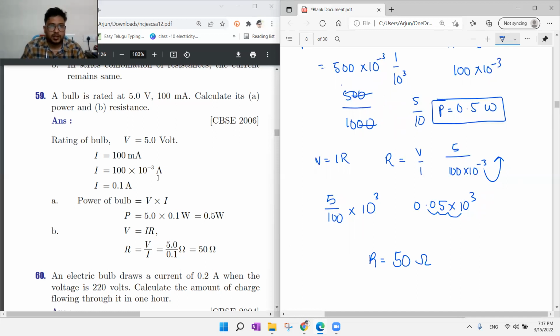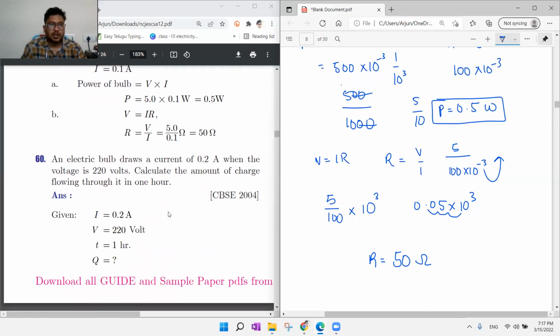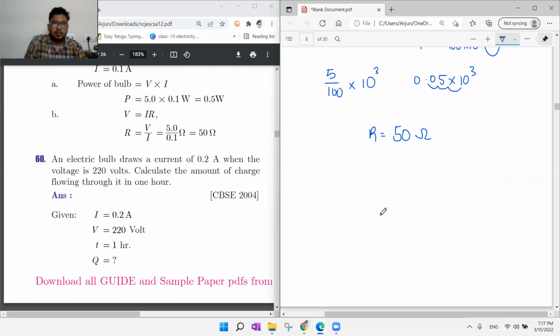Next, 60. An electric bulb draws a current of 0.2 amp. So I is equal to 0.2 ampere, when the voltage is 220 volt. V value is equal to 220 volt. Calculate the amount of charge flowing through it in 1 hour. So Q value is equal to question mark and time T value is equal to 1 hour. Right. So we can calculate this.